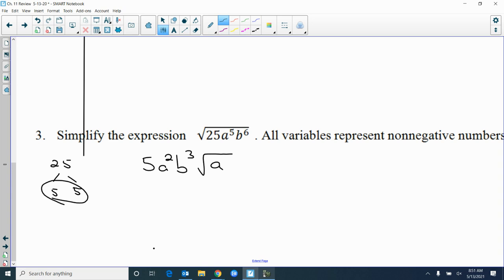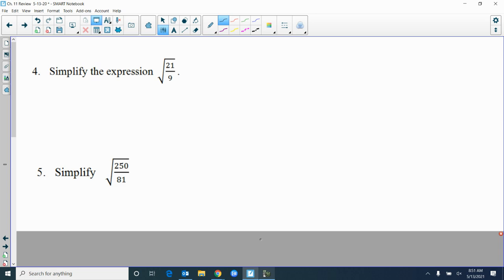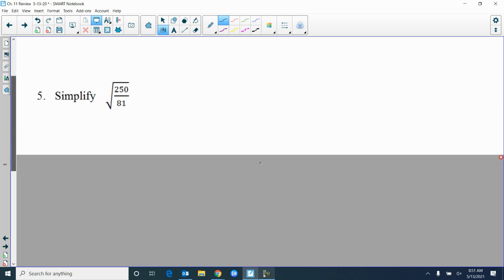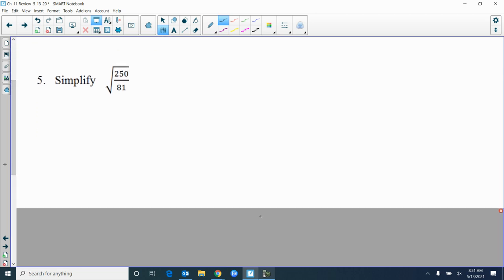All right, so that's 3.5a squared b cubed square root of A. Okay. Next one would be number 5? Yeah. These, and I've said this before, are probably the fraction problems that are missed the most. I don't want to say hardest. I think once you know them, they're not that bad, but you just kind of forget.